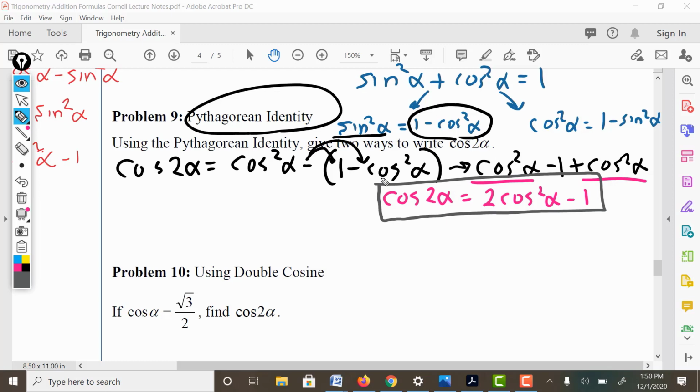Why would we even bother with this? Well, because this actually makes life easy. If all you have is cosine, then all you do is plug it in and you're done. The first equation that we found originally required you to have both sine and cosine.